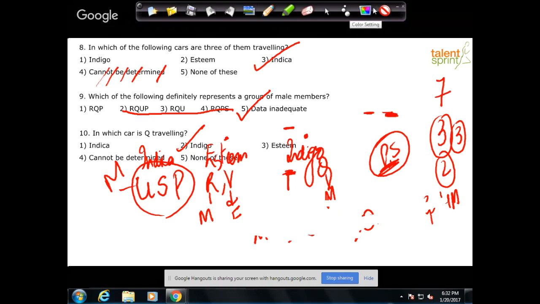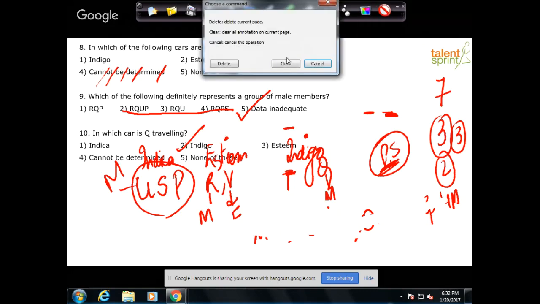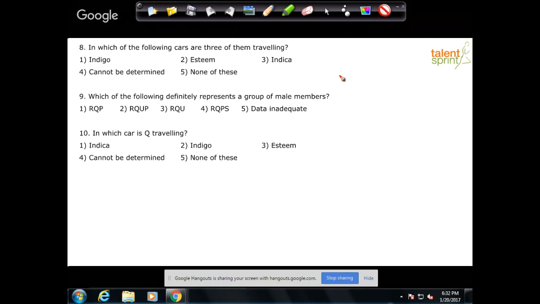Now, I am going to clear out the screen. Let's see once again. We know that three of them are traveling in the car Indica. We cannot determine from the data given to us who is male and who is female. We know that Q is traveling in Indigo. So the answer for the 8th question is the 3rd option, for the 9th is the 5th option, and for the 10th is the 2nd option.